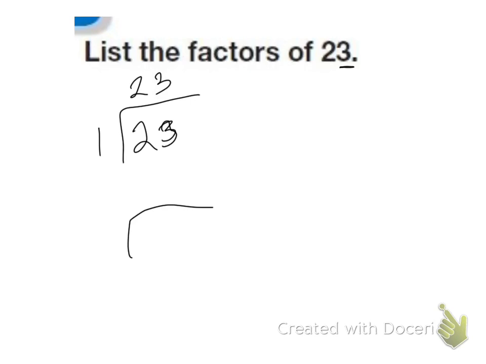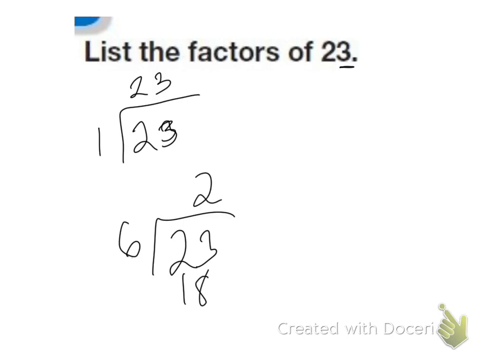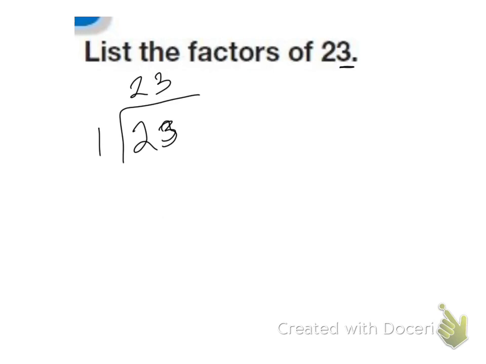We can try 4. 4 can go into 23 5 times, and that's 20, so that has a remainder. We can try 6, but 6 can only go into it 2 times, that's 18, so that leaves a remainder. So the only numbers that can go into 23 are 1 and 23. There are no other factors.